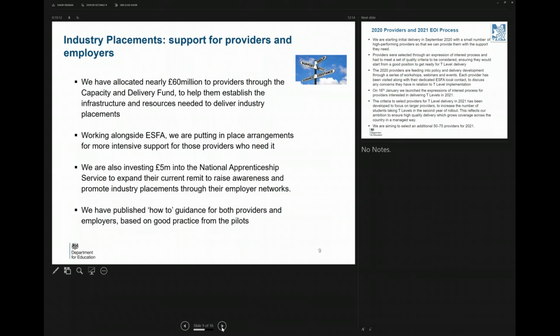We're also putting in place support for those providers that need a bit of extra support, a bit of extra hand-holding, working in partnership with the AOC and the Challenge to deliver that. We've also invested 5 million into the National Apprenticeship Service to expand their remit so that they can raise awareness and promote industry placements with employers. And we've published lots of guidance which is available for both providers and employers. And that's something that we'll continue to do and continue to refine as we get more experience and more best practice emerging.